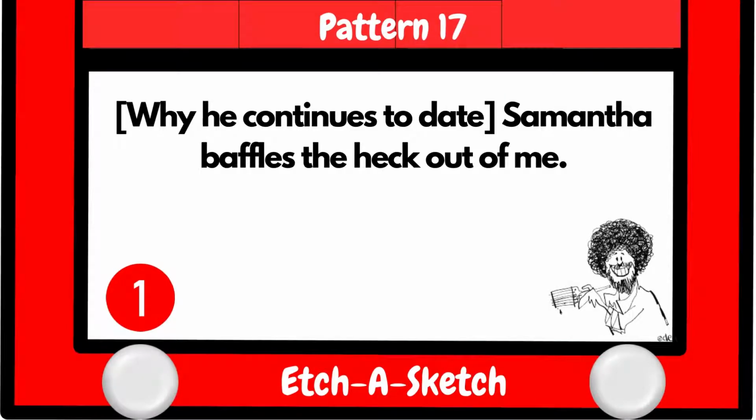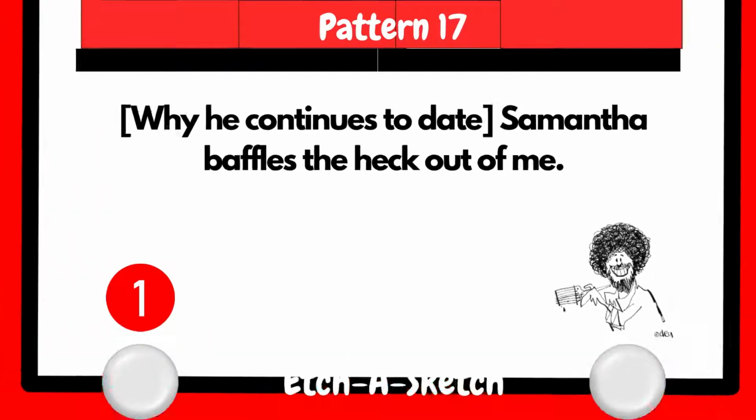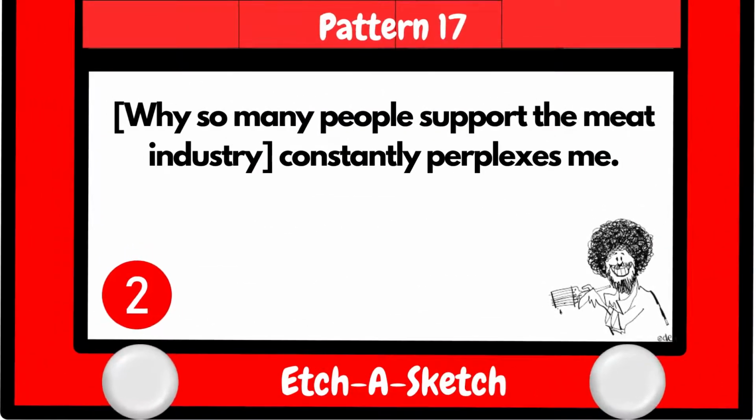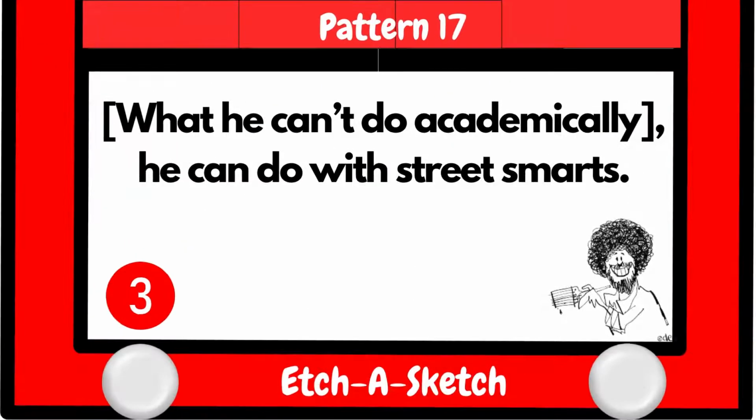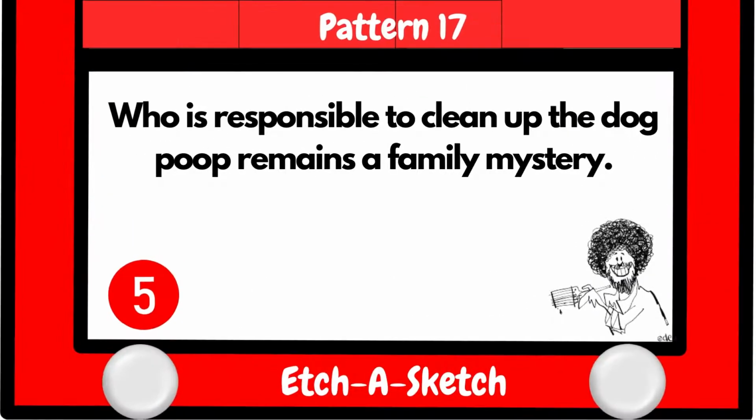Note the pattern here, right? Kids immediately see this. So you usually begin with words like what, why, how, words that trigger a question, but you're not asking a question. So here's number 2: Why so many people support the meat industry constantly perplexes me. And as you can see, I got 3, 4, and 5. Students try their hand at it.